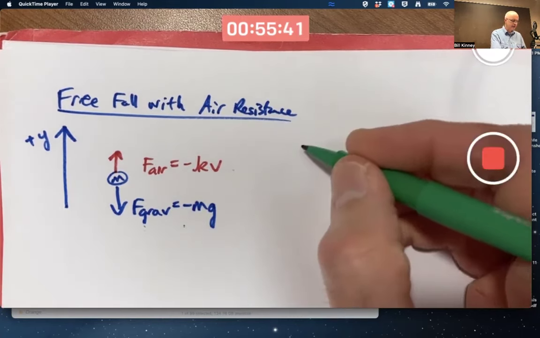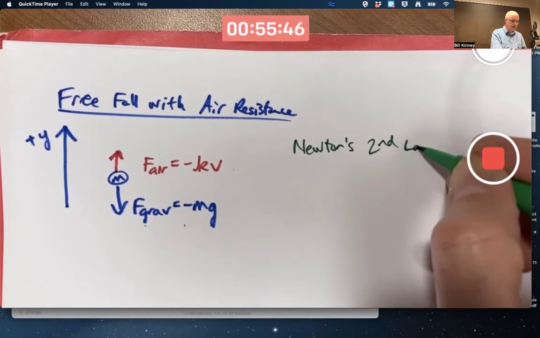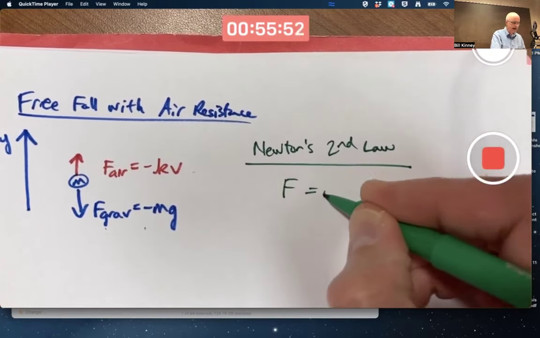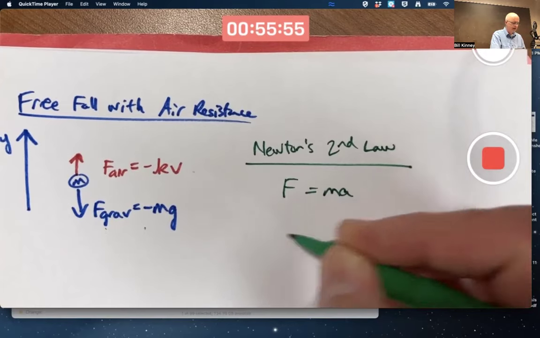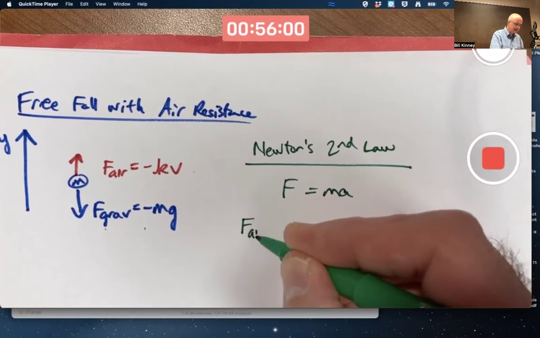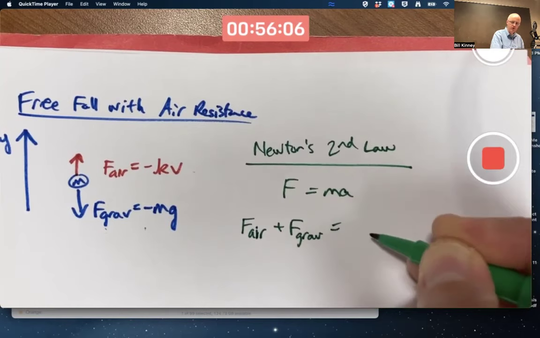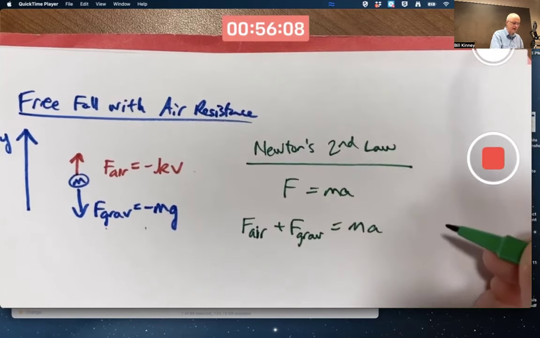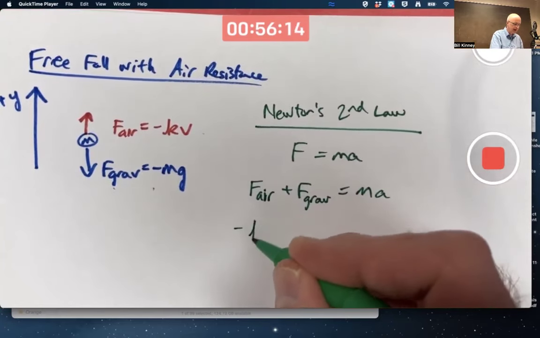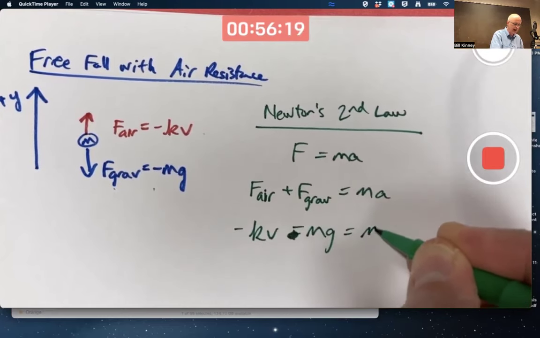If we try this, then we use Newton's second law to come up with a differential equation. Newton's second law is F equals ma, where F is the sum of all the forces. So that would be F air plus F grav. That's the total force equals m times a, mass times acceleration. Now plug in what you're assuming F air and F grav are. Negative kv plus, minus mg equals ma.